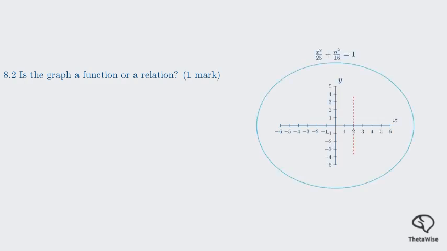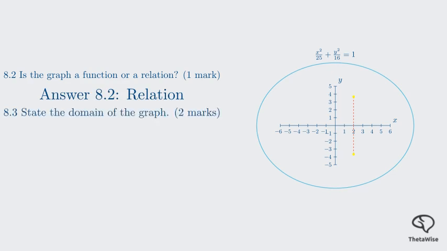Looking at our ellipse, if we draw a vertical line, say at x equals 2, it crosses the ellipse at two different y values. This means one x value corresponds to two y values. Because it fails the vertical line test, the graph of an ellipse is not a function, it is a relation. So the answer to 8.2 is relation.